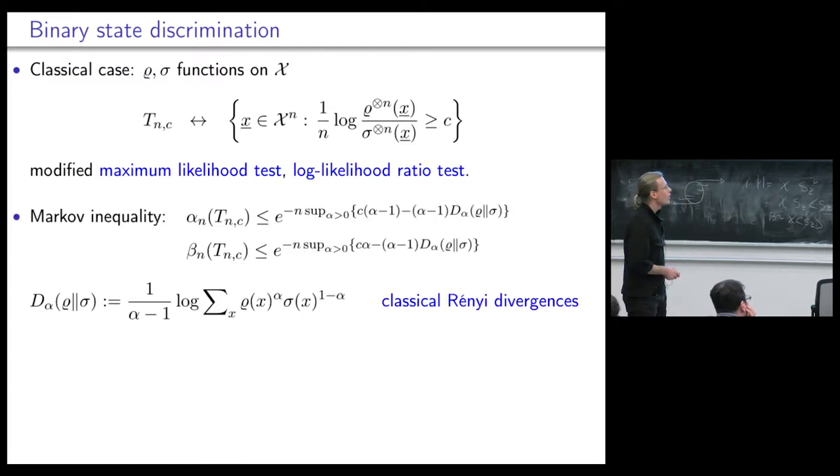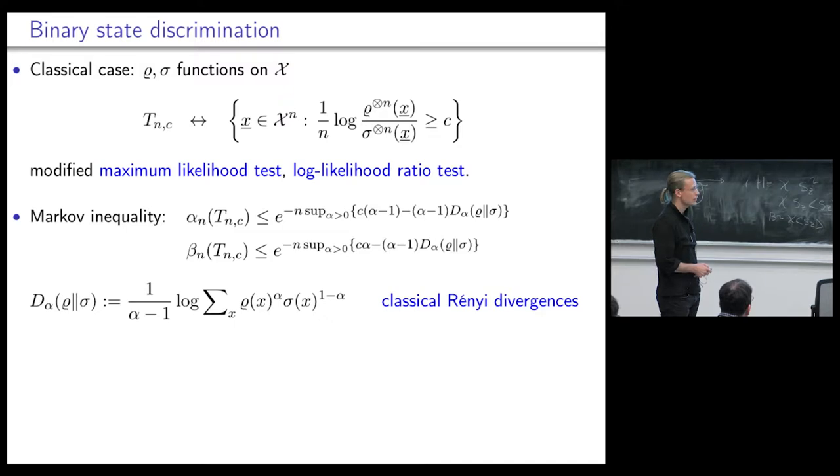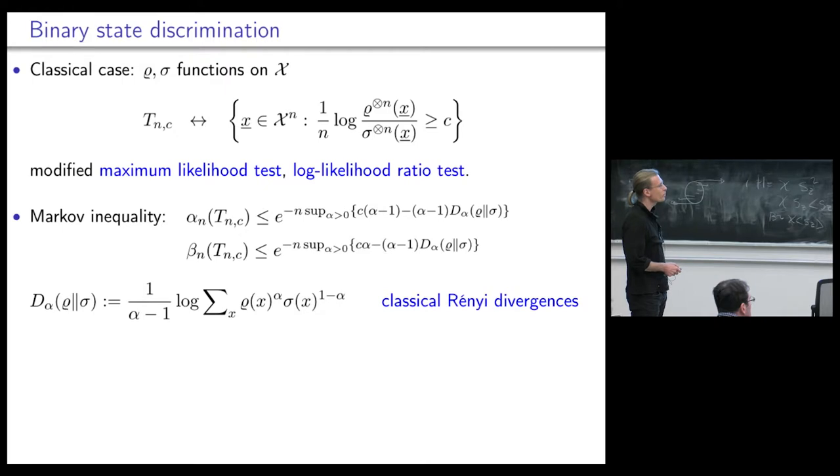And now, if you know a little bit of classical probability theory, well, one of the first things that you learn is Markov inequality. And if you want to compute the error probabilities corresponding to this kind of test, then you can just use Markov inequality to get exponential bounds on these type 1 and type 2 error probabilities, which is going to look like this. What is important for us here is that it is exponentially decaying in n. You have an optimization depending on this parameter alpha, and what is appearing here are the so-called classical Rényi divergences, which are defined by this formula for any two probability distributions rho and sigma, and some positive parameter alpha.